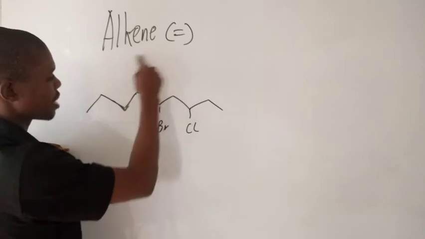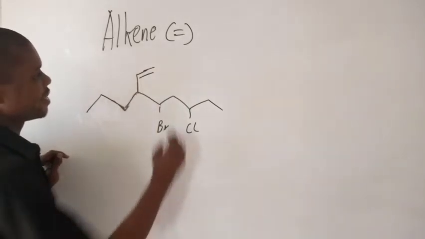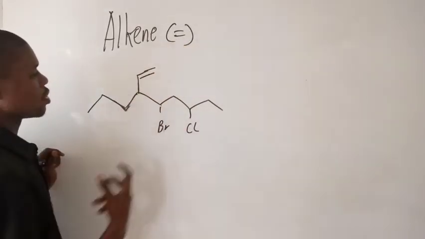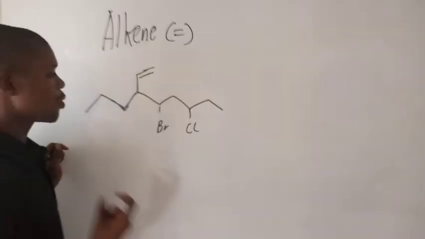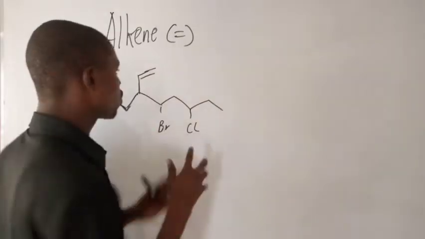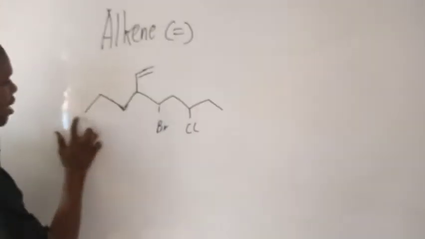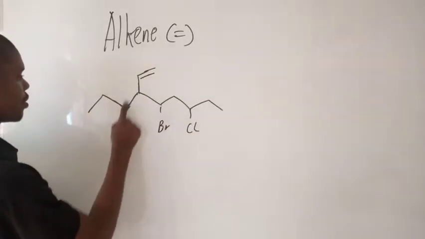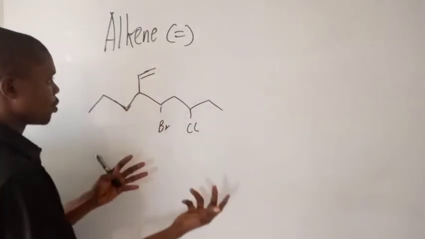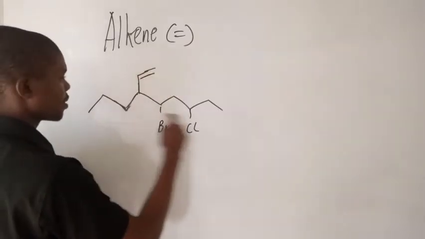So that is where you must start from. Remember, when you're naming an alkene, your double bond must have the highest priority. So you must include your double bond in the naming. If you start from here, there's no double bond: 1, 2, 3, 4, 5, 6, 7, 8, 9. There's no double bond. But if I start from here, I can include the double bond.